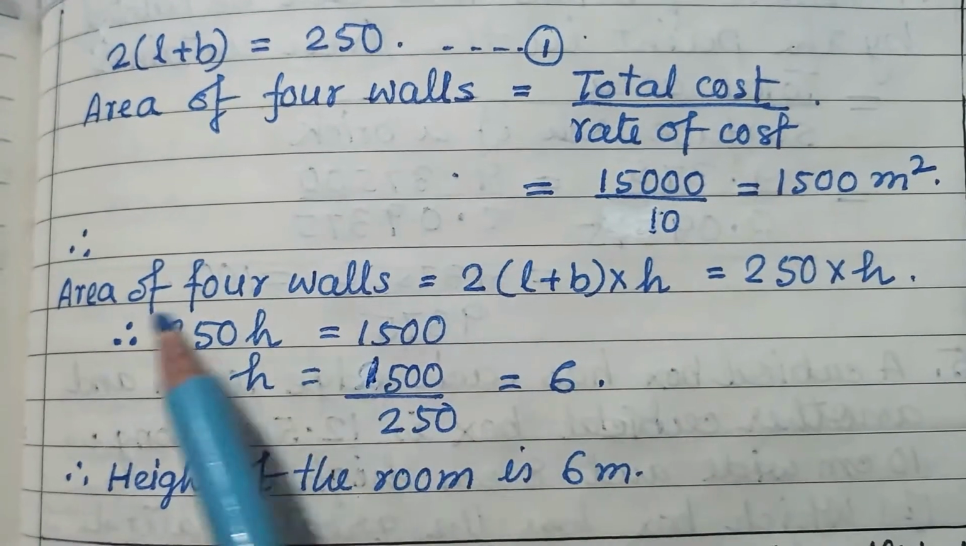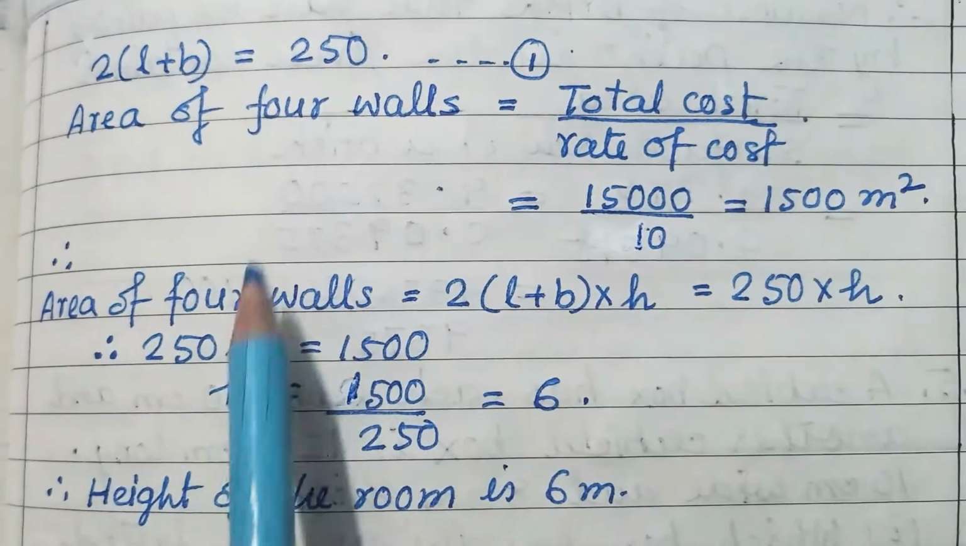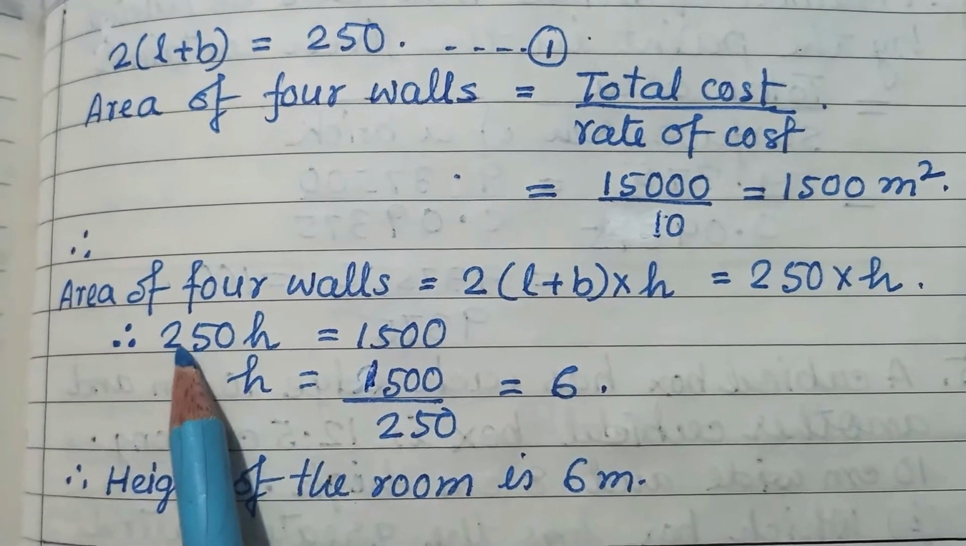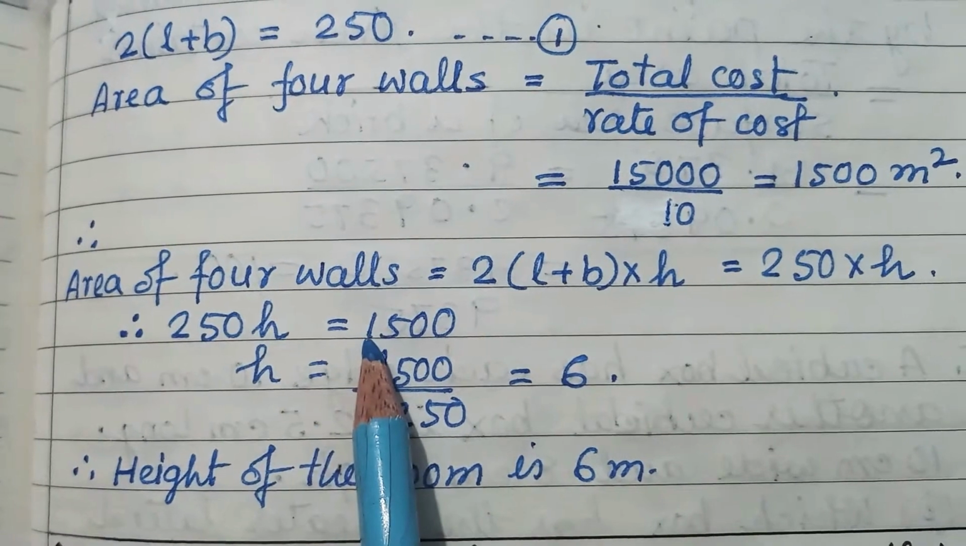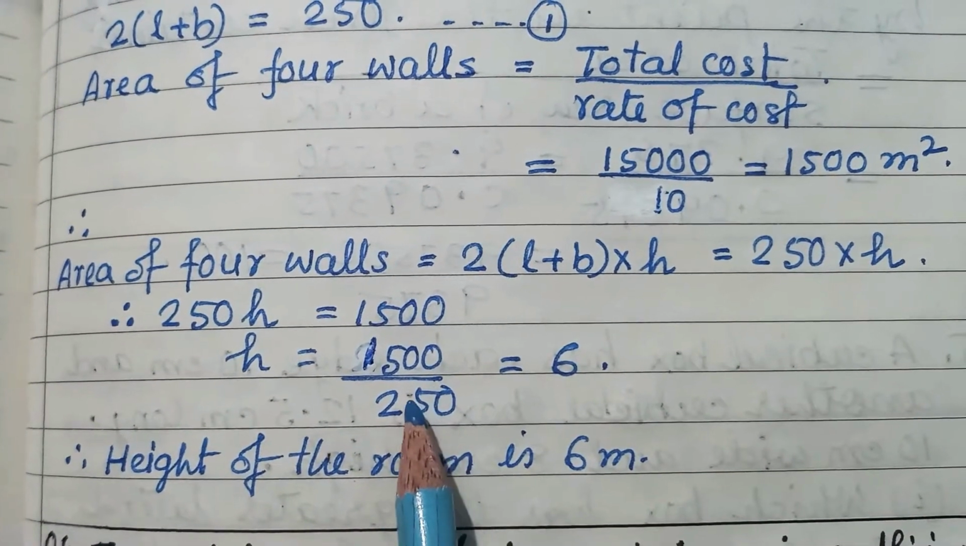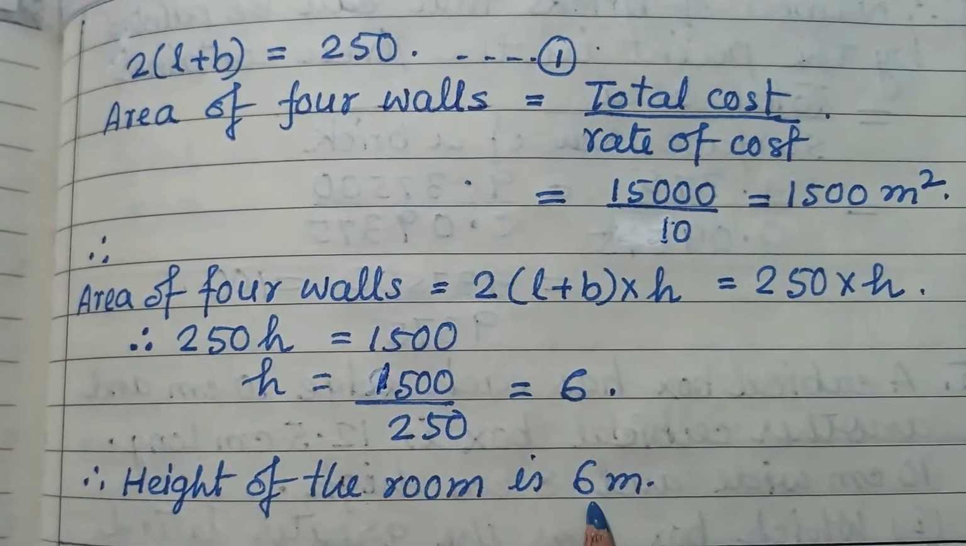Now, the area of the walls and the perimeter we have got. Perimeter into height is the area of the four walls. So perimeter into height is equal to 1500. So h is equal to 1500 upon 250. It is 6. So the height of the room is 6 meters.